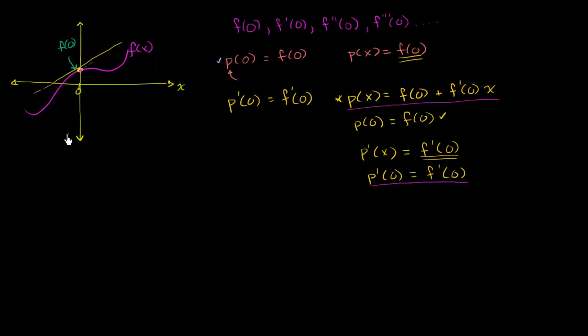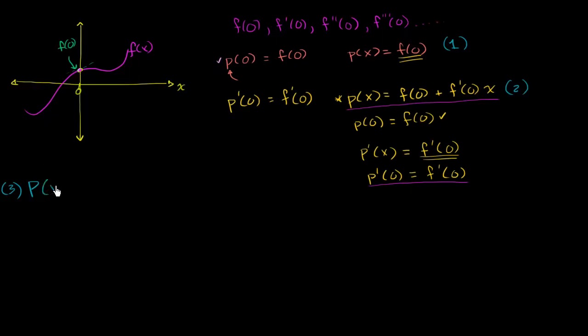But maybe we can do better by making sure that they have the same second derivative. And to try to have the same second derivative while still having the same first derivative and the same value at 0, let's try to do something interesting. Let's define p of x. So let's make it clear. This was our first try. This is our second try right over here, and I'm about to embark on our third try. So in our third try, my goal is that the value of my polynomial is the same as the value of the function at 0. They have the same derivative at 0, and they also have the same second derivative at 0.